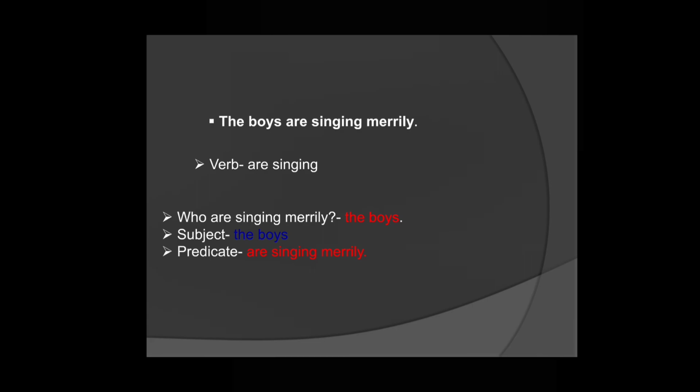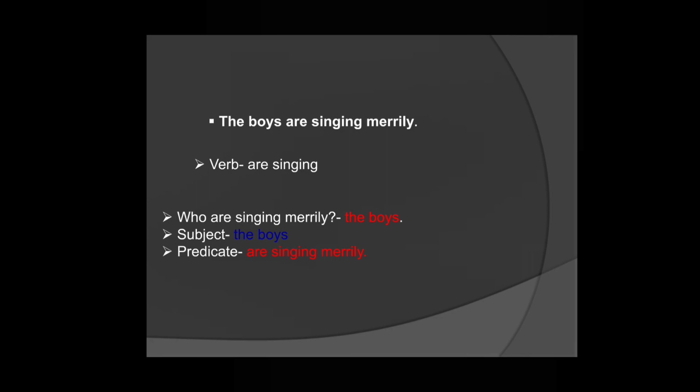The boys are singing merrily. Now, in this sentence, can you tell me which one is the verb? Are? No, that is not the only verb. Then, singing? No, that is also incorrect. The verb is are singing. Now, one more thing we have to keep in mind. The verb can be of a single word, two words, or more than two words. So, here in this sentence, the verb is of two words.